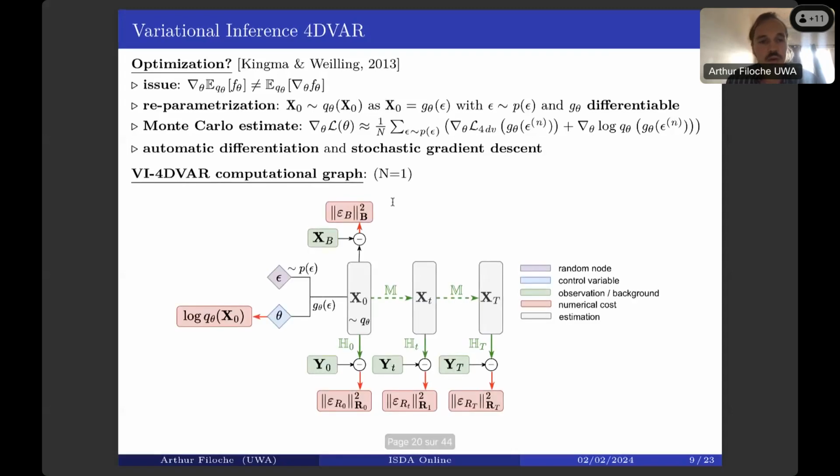So now if we look at the new computational graph of, let's say, variational inference for 4D-Var, we do not optimize anymore on the initial condition, but directly on the variational parameters of the posterior. And there is an additional loss term, which emphasizes the posterior to be diffuse. And again, if you are interested in those topics, I recommend some literature from David Blei's team.